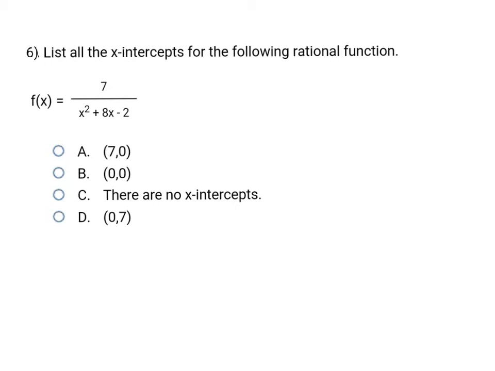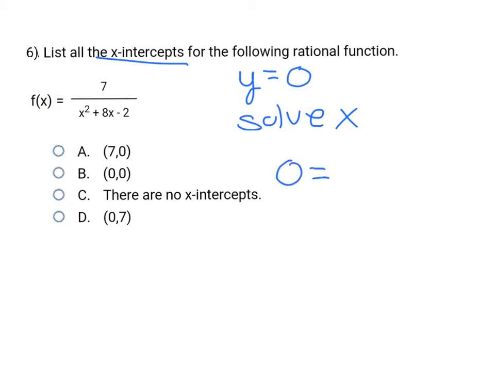Here we're finding the list of x-intercepts for the following relation. So this is very similar to y-intercepts, but when you're finding an x-intercept, you're going to make y equals 0 and then solve for x. So here, my f of x, that's the same as y. So I'm going to have y equals 0. So that's 0 equal to 7 over x squared plus 8x minus 2.